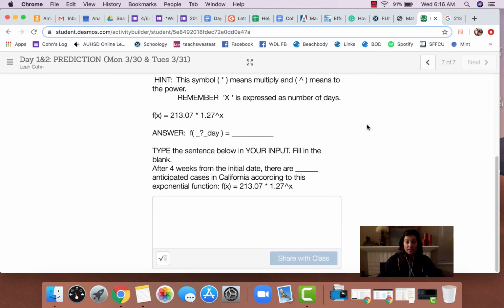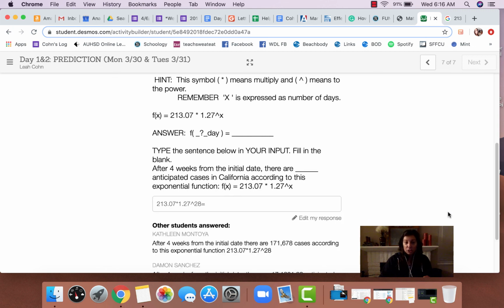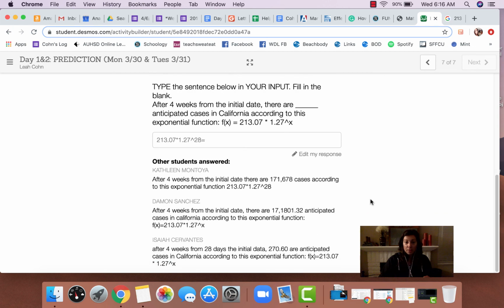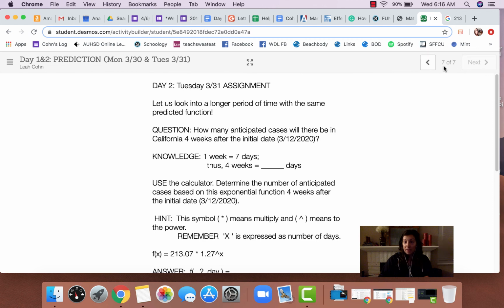I'm going to use my calculator again to figure out this function for 28 days. So I'm going to type in 2.1307 times 1.27 to the 28 days, and paste that into my Google Calculator to get an answer. I'm not going to do this one for you. You can paste that into Google Calculator, get an answer, and put it here. Make sure it's here, and then you would share it with the class, and you can see what other people put. And then you're done. That was 7 slides.